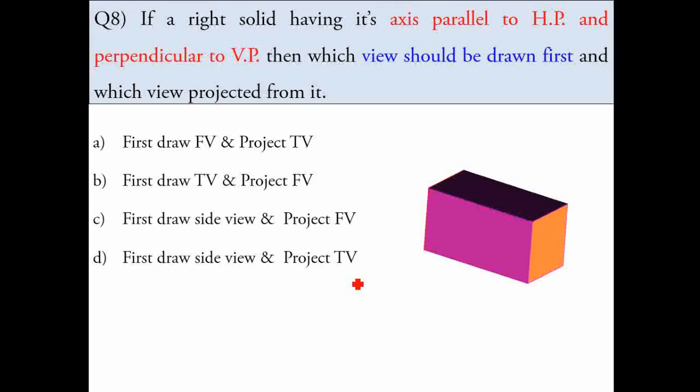Suppose this is the object, with its axis parallel to the HP and perpendicular to the VP. If I draw the axis here, it is exactly perpendicular to the vertical plane and parallel to the horizontal plane. Now the question is which view we have to draw first and which one is the second view.